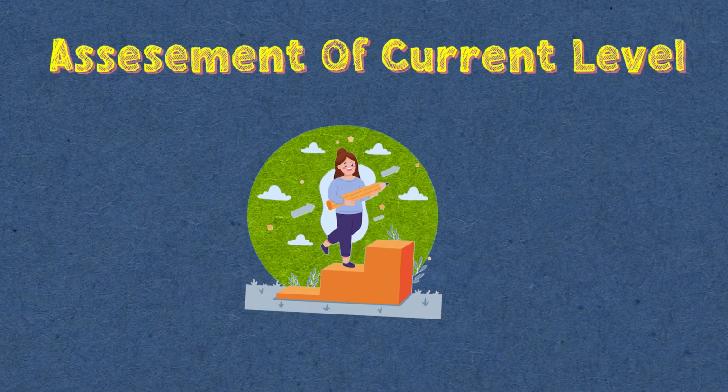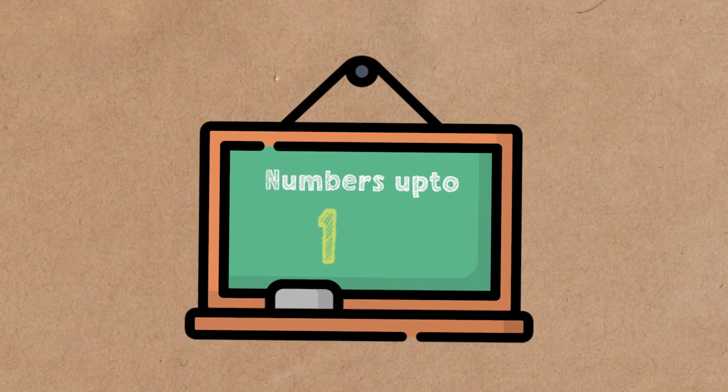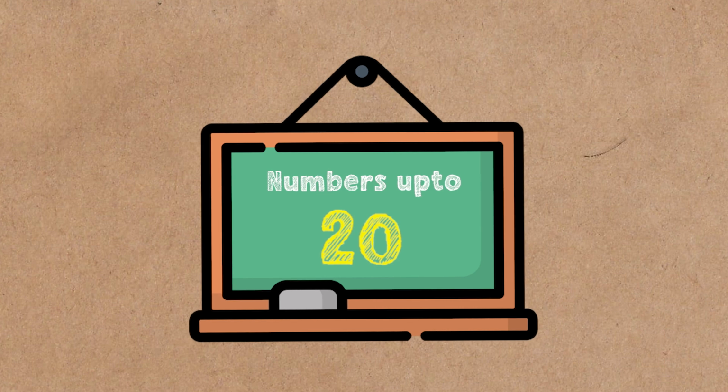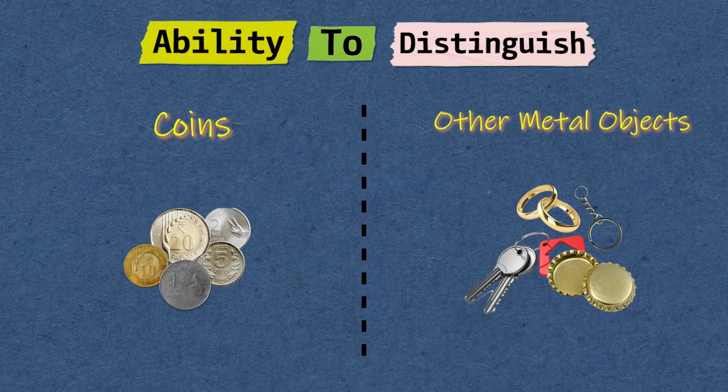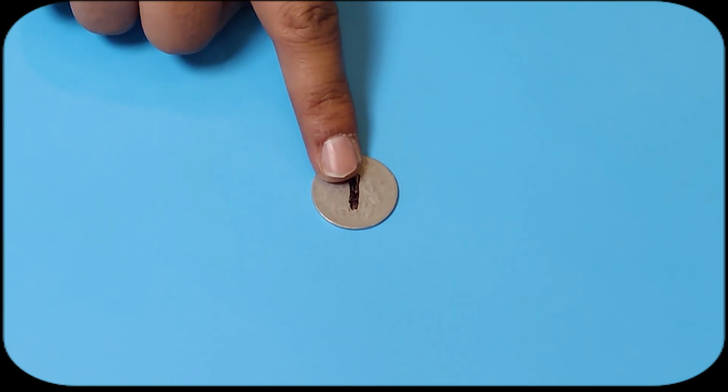Current level of the child needs to be assessed before starting the activity. The child should be able to identify numbers up to 20 and be able to distinguish the coin from other metal objects. Level 1. Start with the 1 rupee coin.